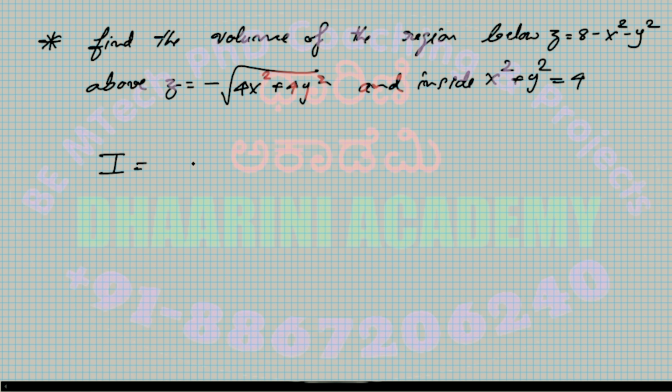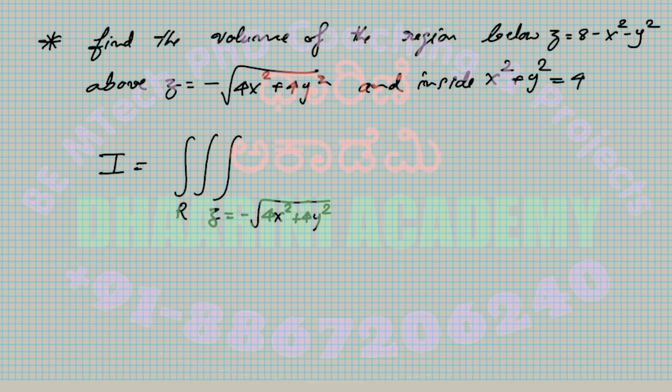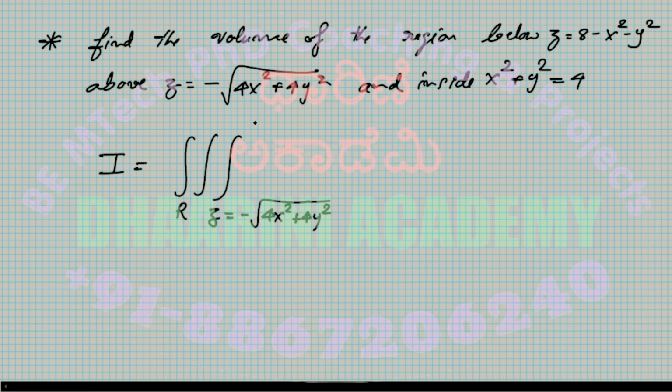We understood that. Therefore, the required integral is a triple integral. I write the region R, but I'll write z now. Z is equal to the least value, that is minus root of 4x square plus 4y square, as it's above this one. And what is the upper limit of z? It's 8 minus x square minus y square. I write a dz here, then the remaining part will be some dA. dA is dx dy. So first you can solve this part directly.